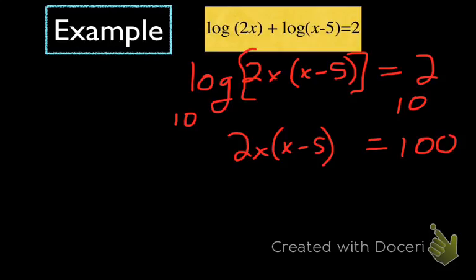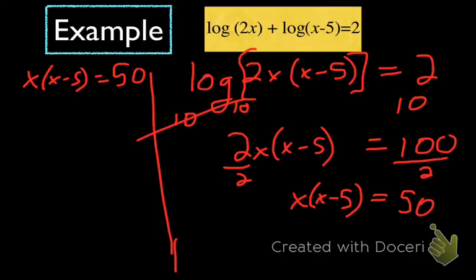Now, I want to get rid of that 2. I don't have to. I could distribute right now, but it's going to be a little bit easier if I get rid of the 2 right now. So this will simplify to 50 equal to x times x minus 5, and then we'll deal with that in a second. Okay, so now I've got to distribute the x, and I get x squared minus 5x equals 50.